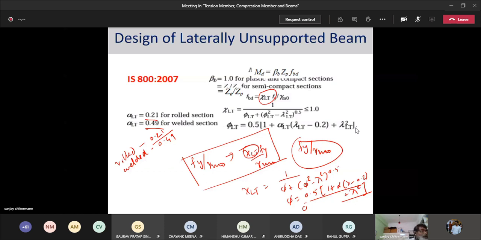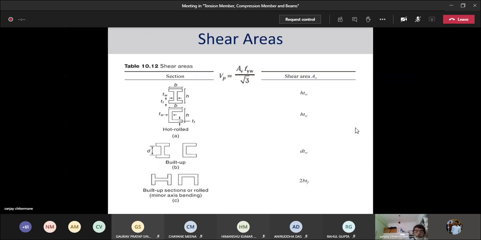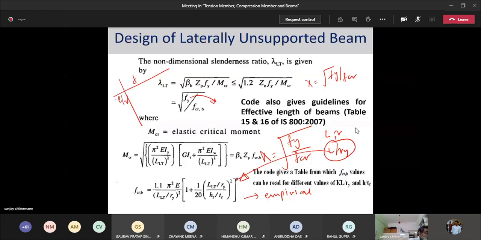Phenomenal. So if you don't want to do all of this, go to the code and take a look. You're getting a table with L by Ry and different Fy, and the different values of F critical. That's cool, right? So you don't need to do all this calculation. You can just go to that code, see a table there which gives you these values, and there you've got it.